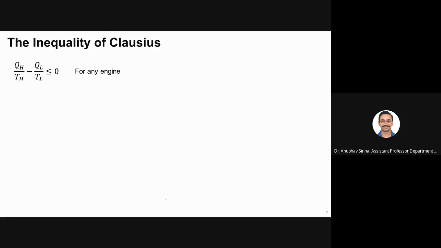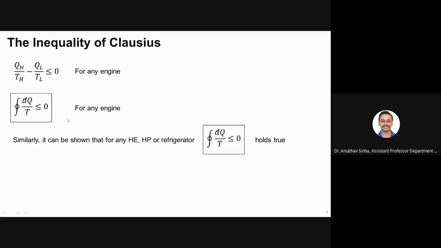Now, in summary, for any engine, QH by TH minus QL by TL is less than or equal to 0. It will be 0 for reversible, less than 0 for irreversible. So I can summarize that for any engine, this holds true. Instead of writing this, I will write the cyclic integral of dq by T, which is less than or equal to 0 for any engine. We can also show that this will be true for any heat engine, heat pump or refrigerator. This statement holds true for any device we have, and this is called the Clausius inequality.